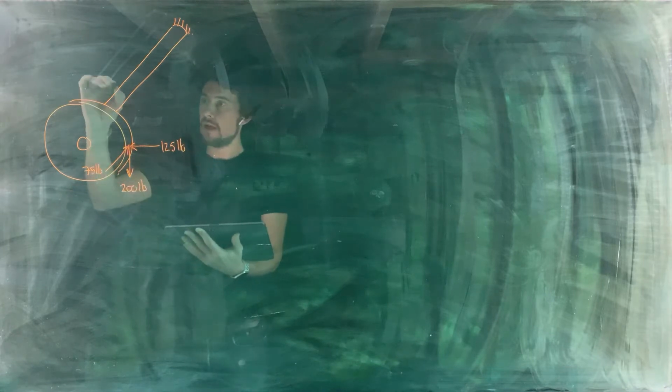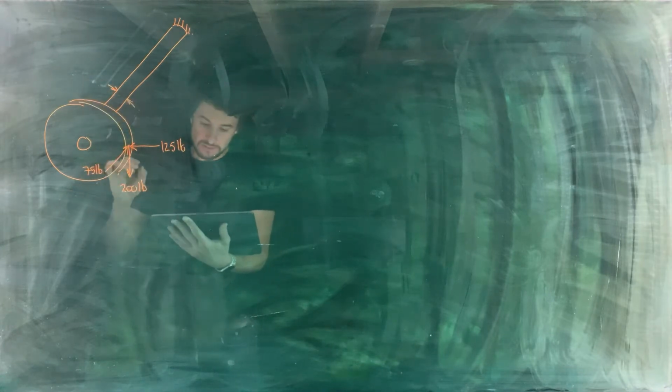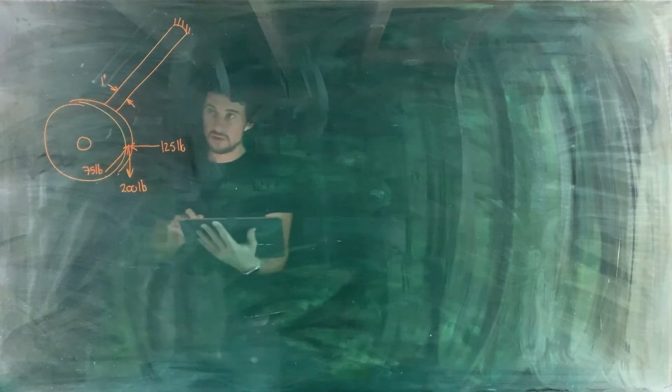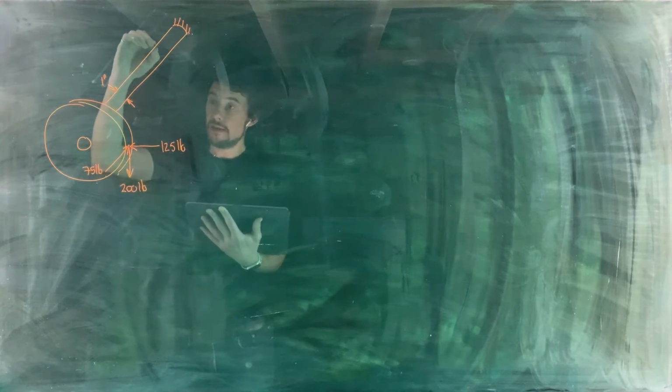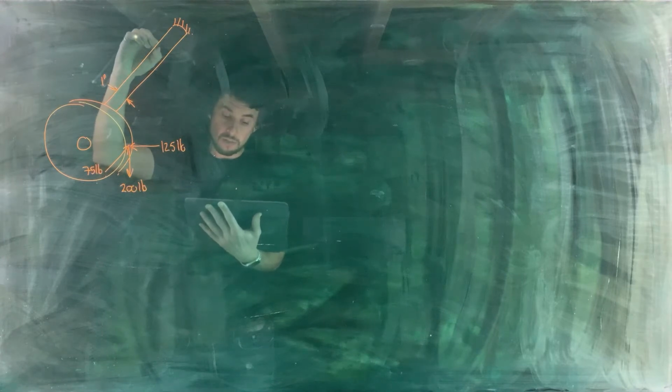And what have we got? We have a force in this direction that's 125 pounds. We've got one along the direction of the shaft that's 75 pounds. And we've got a force acting vertically downwards that is 200 pounds here. And the diameter of this shaft is 1 inch. Okay. And there is a location of interest that is part of the way along the shaft.